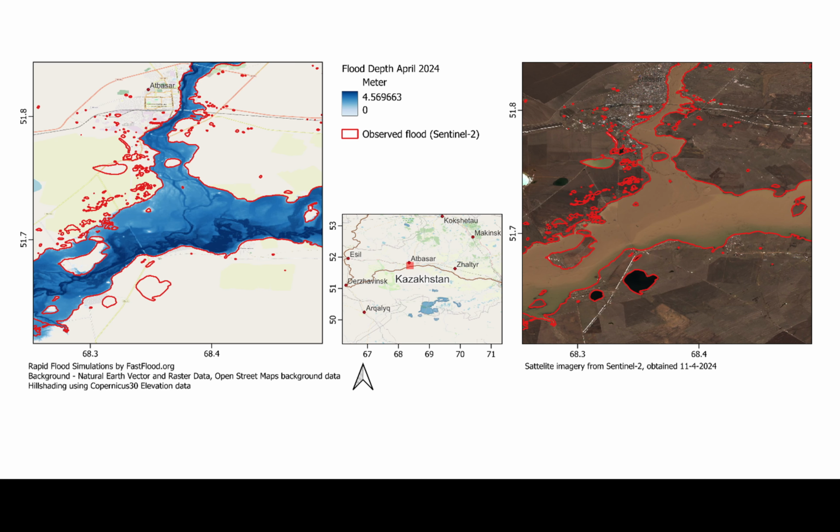We did a similar thing here. We're using space-based data in the Ishim River in Kazakhstan for the snowmelt-driven floods in 2024. So you're seeing here on the right the satellite imagery during the peak of the floods obtained on the 11th of April with the red outlines, the automatically detected flood extent, and on the left you see those red outlines compared to the flood depth prediction from FastFlood.